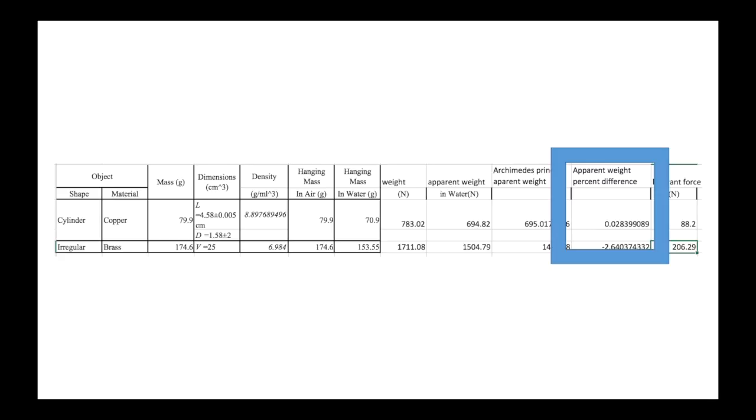For the copper cylinder, the difference was very small, less than 0.03%. For the irregularly shaped brass object, the difference was a much larger 2.64%. This indicates that there may have been some measurement or procedural errors during the experiment.